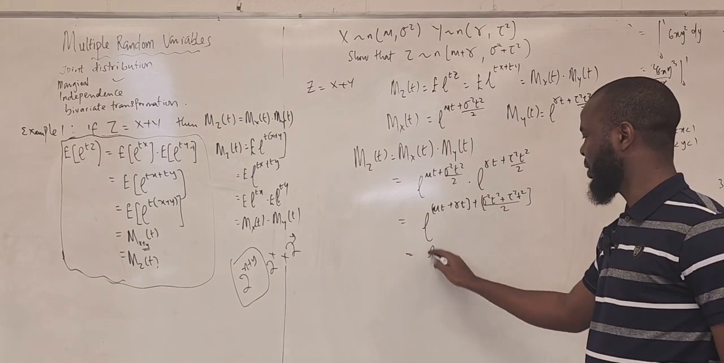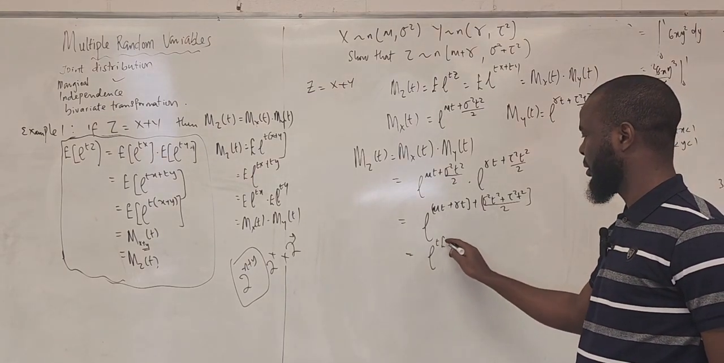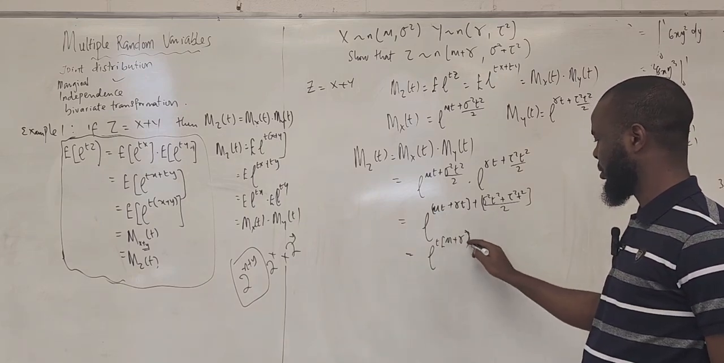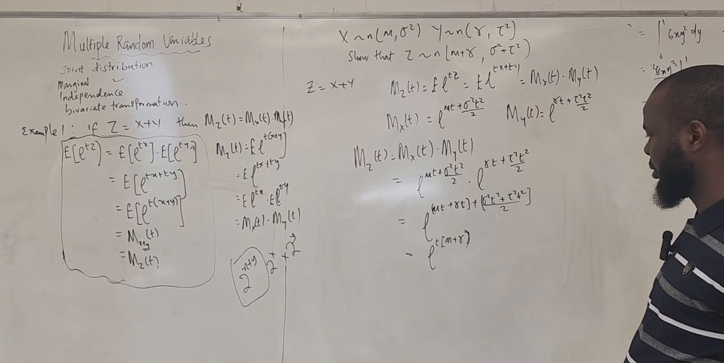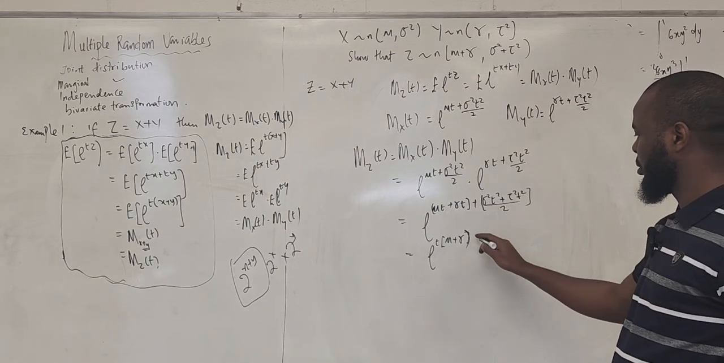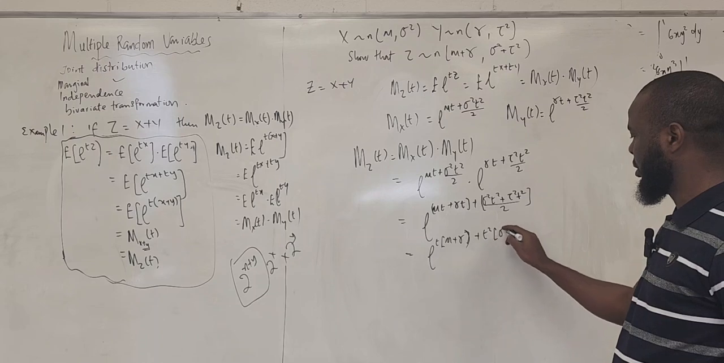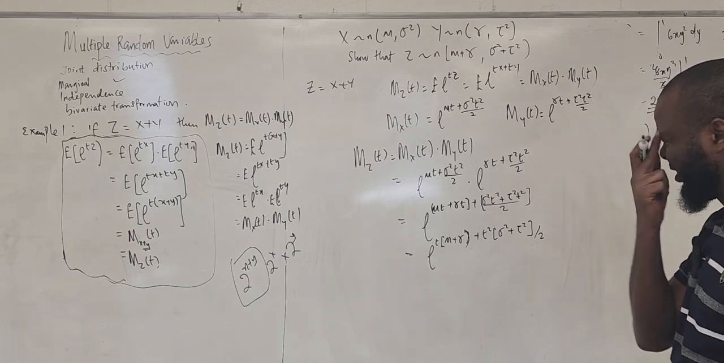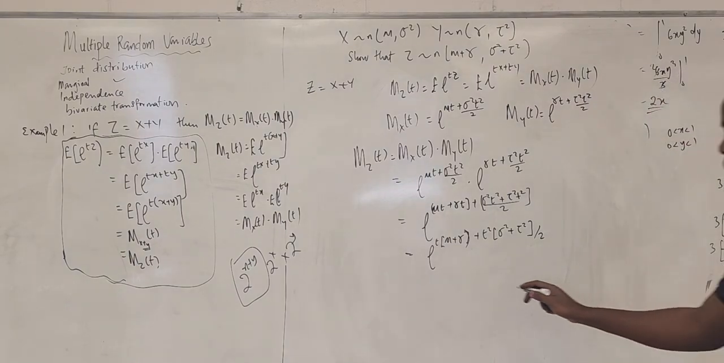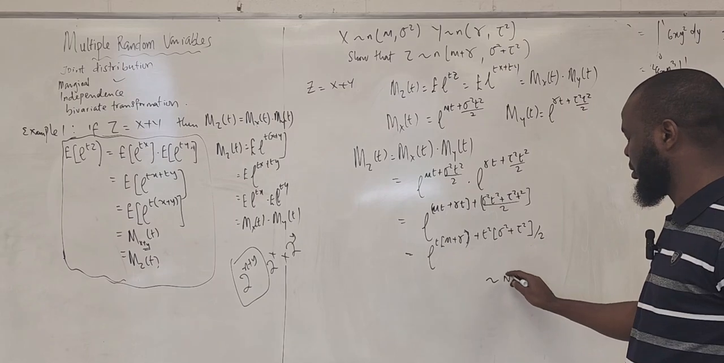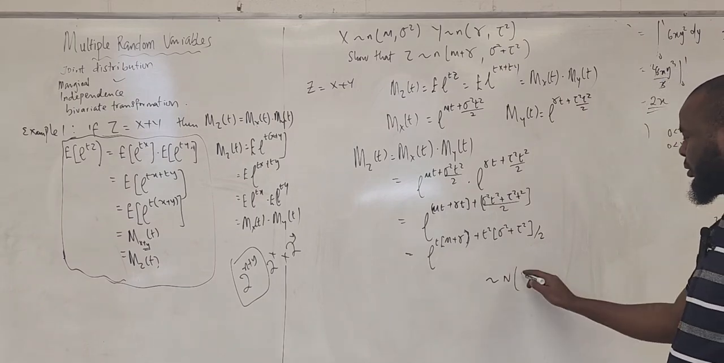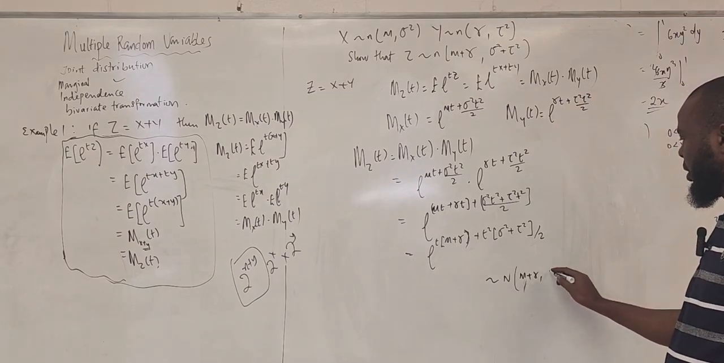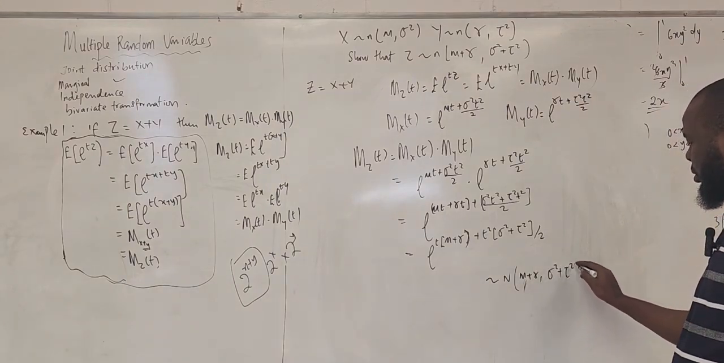Now, this is the same thing as t times mu plus mu, plus t square times sigma square plus tau square over 2. Yeah, so which follows what? Normal, with mean mu plus mu, comma, variance sigma square plus tau square.